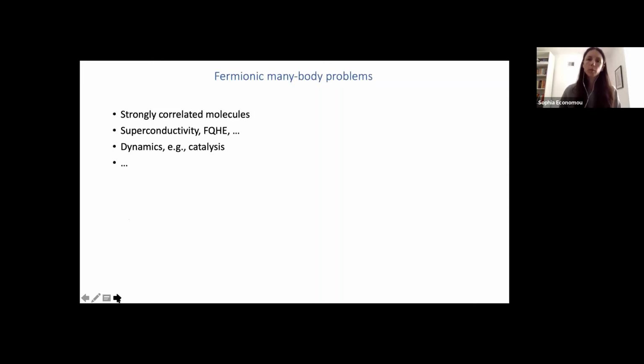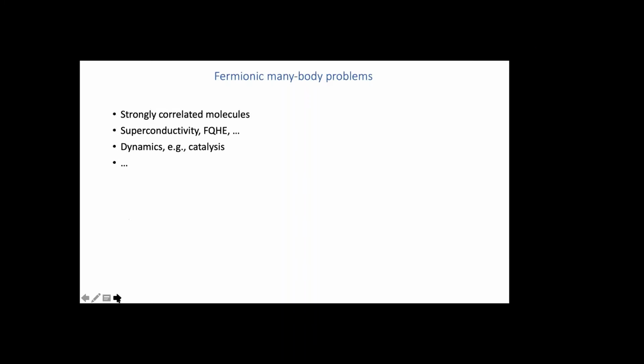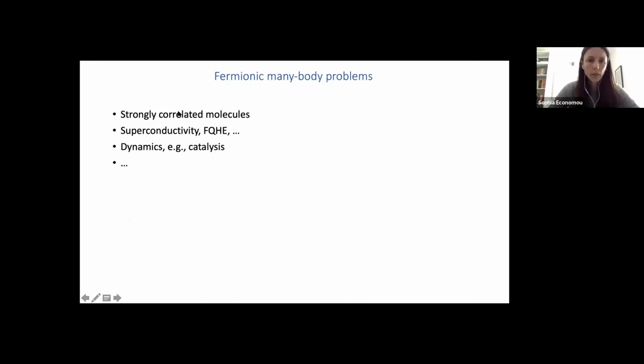So fermionic many-body problems are, of course, notoriously hard to solve. We don't believe they can be solved classically. People have not succeeded all these years. The reason is that the Hilbert space grows exponentially with the number of qubits. And there are many famous problems that people are trying to solve in different communities for practical and fundamental reasons. So strongly correlated molecules in chemistry, superconductivity, various types of dynamics in physics and chemistry, for example, catalysis, and this is a long list that's not exhaustive.